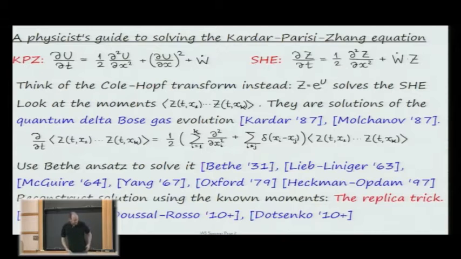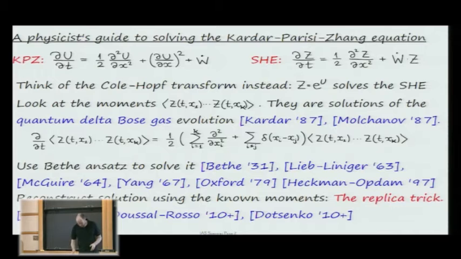So I want to start with just a quick rehashing of some of the stuff that Pierre Le Doussal told us yesterday, but this is self-contained. This is, I would call it, a physicist's guide to solving or to studying the KPZ equation. Okay, and this will actually serve as my motivation for the developments later in the talk.